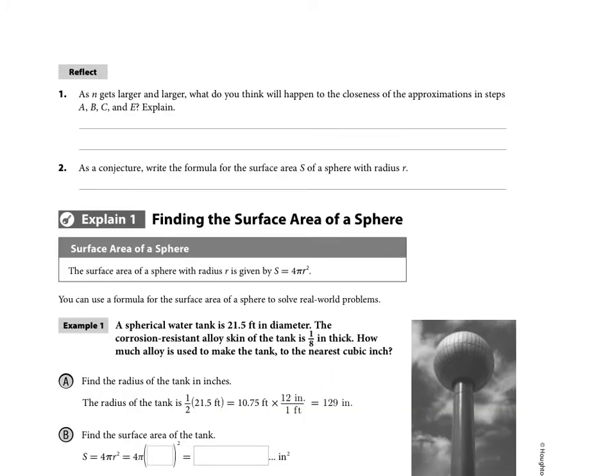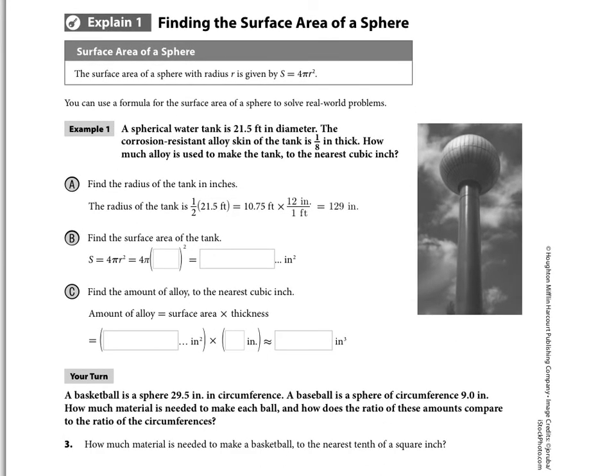And in our first example here, we've got again our formula reiterated for us at the top of the page there. 4 pi r squared is what we're going to be using. So we've got a spherical tank that's 21.5 feet in diameter. Please do make note of the units that are being used there of feet. The corrosion-resistant alloy skin of the tank is 1/8 of an inch thick. Take note of that as well. Hopefully you can see that those highlighted units means we're going to need to do a conversion here, so keep that in mind. How much alloy is used to make the tank to the nearest cubic inch?